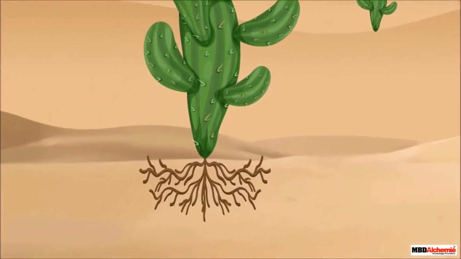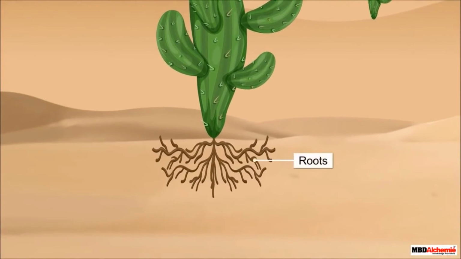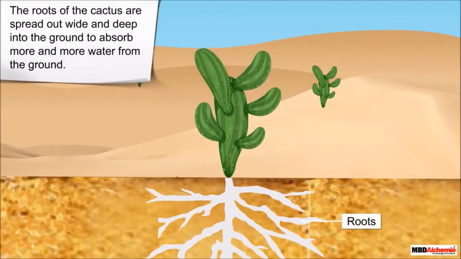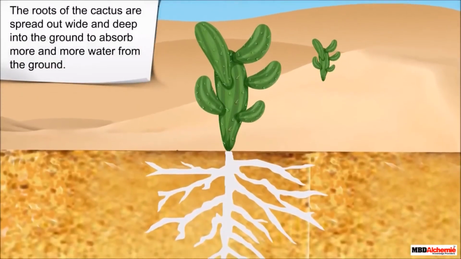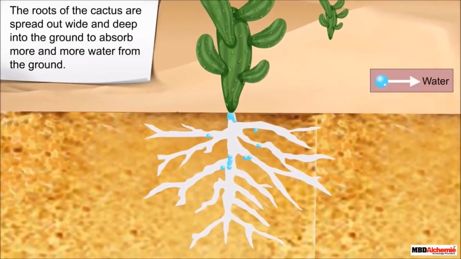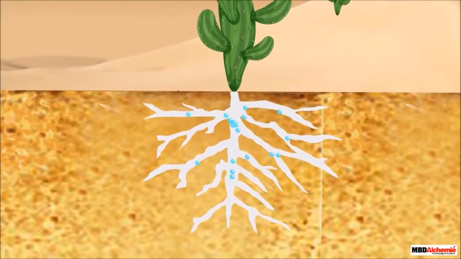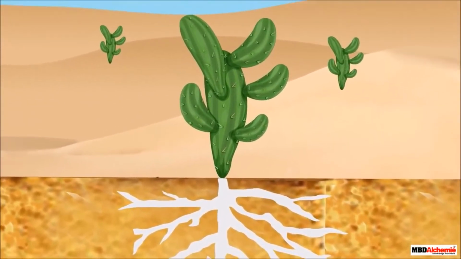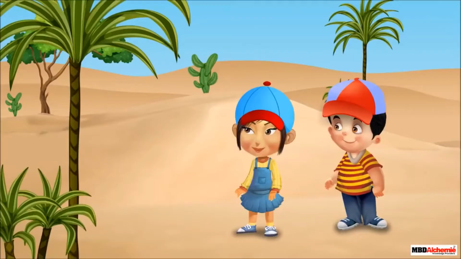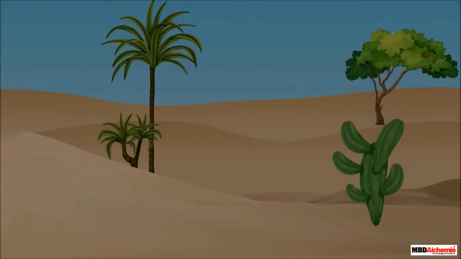Just like stem and leaves, the roots of the cactus are also adapted to the desert. The roots are spread out wide and deep into the ground. This helps the plants to absorb more and more water from the ground. With the help of all these adaptations, a cactus survives in deserts. In the same way, other desert plants are also adapted to the environment.